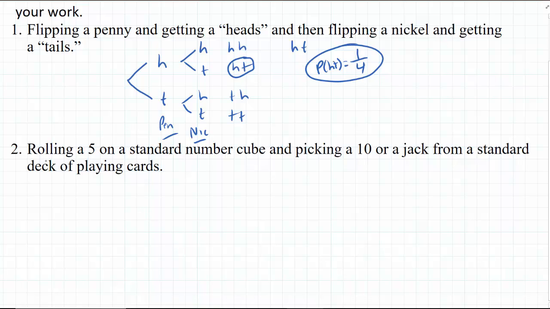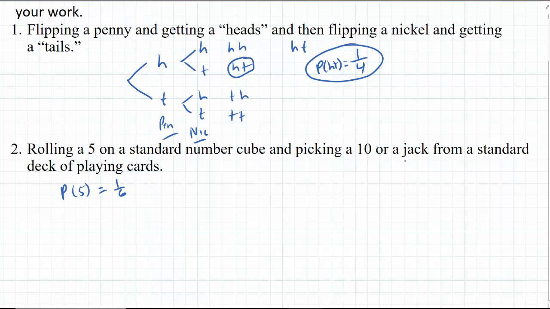So for number 2, we're going to roll a 5 on a standard number cube and then pick a 10 or a jack from a standard deck of playing cards. Okay, let's look at the number cube first. Rolling a 5 on a standard number cube. The probability of rolling a 5 is going to be 1 out of 6 on a standard number cube. Okay?